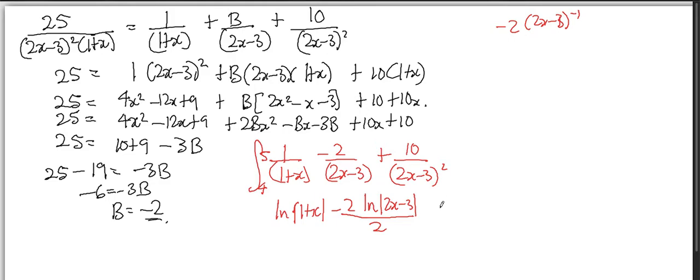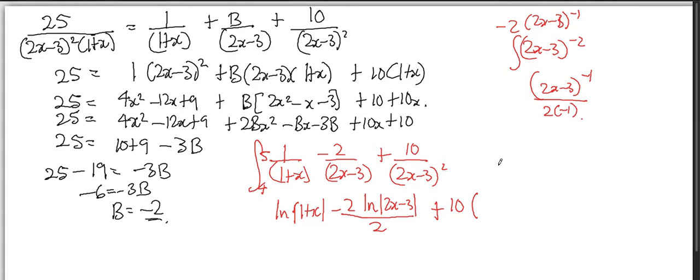And then 10 will give me positive 10, and then you can integrate (2x minus 3) to the power of negative 2, integrate this using the usual method, so that will give me (2x minus 3) to the power of negative 1 over 2, differentiate this, give me 2, and then negative 1. Okay, so 10 is already there, so this should give me (2x minus 3) to the power of negative 1 over 2 times negative 1. There you go. Now let's simplify.